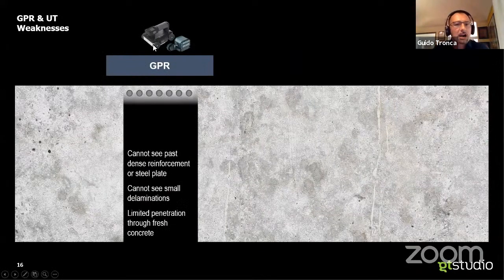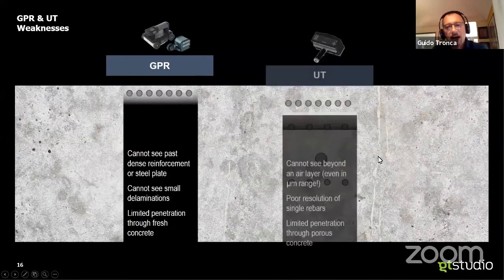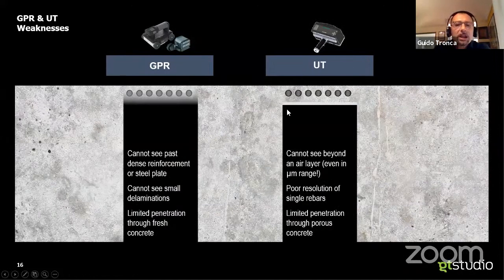So with GPR, I'm very sharp with 3 bars. Well, unfortunately, I won't be able to see well past dense reinforcement, and it can travel through hair. So it's not the number one candidate for small defects such as small delaminations. On the other side, ultrasound will be limited by even the smallest air interface. And of course, it's not the number one for locating rebars.